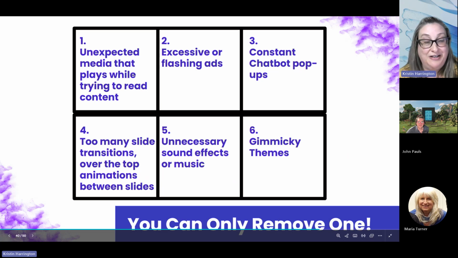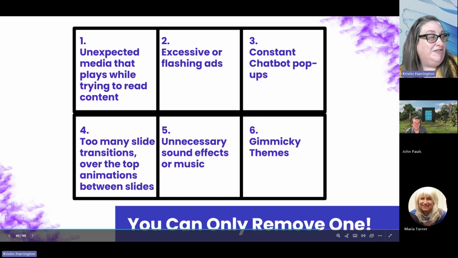I'll click on a new online newspaper and I want to read an article, and it auto pops up with a video. Number two is excessive or flashing ads on a website. Three is constant chatbot pop-ups. They want you to chat with them.